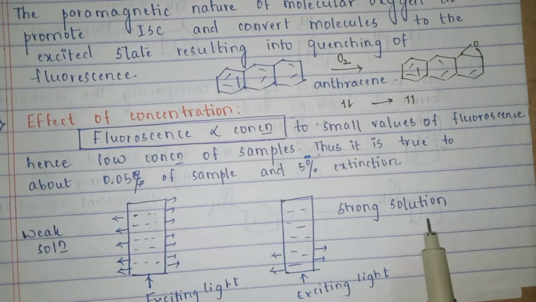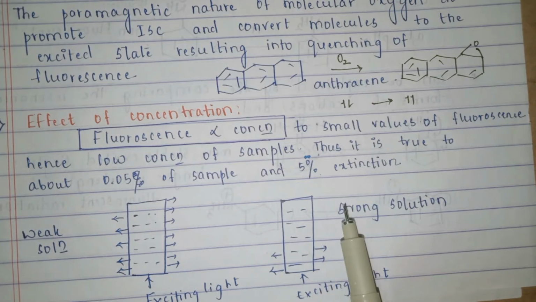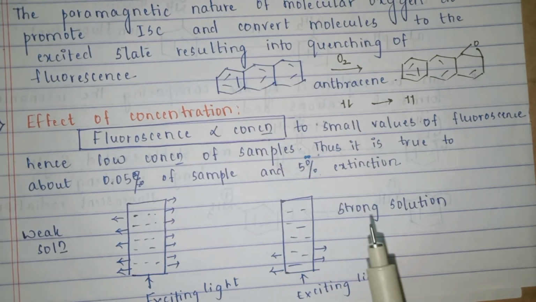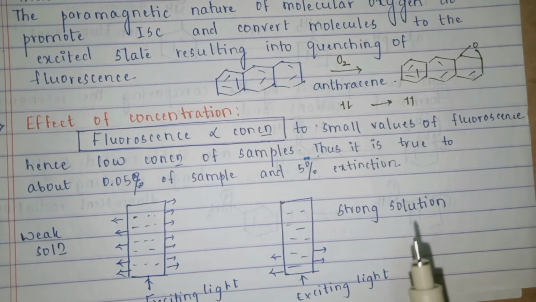If we look at the strong solution, the excitation light is very less. Look here, the excited molecules are less. If the excited molecules are less, then obviously the emission of the molecules from the higher state to the ground state will also be less. In this way, we are applying Beer-Lambert's law only. That is, the lower the concentration of the solution and the sample, the higher is the fluorescence capacity.